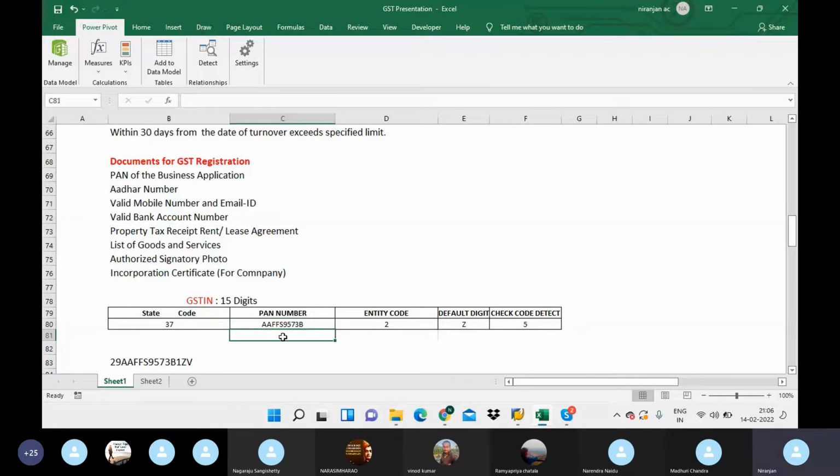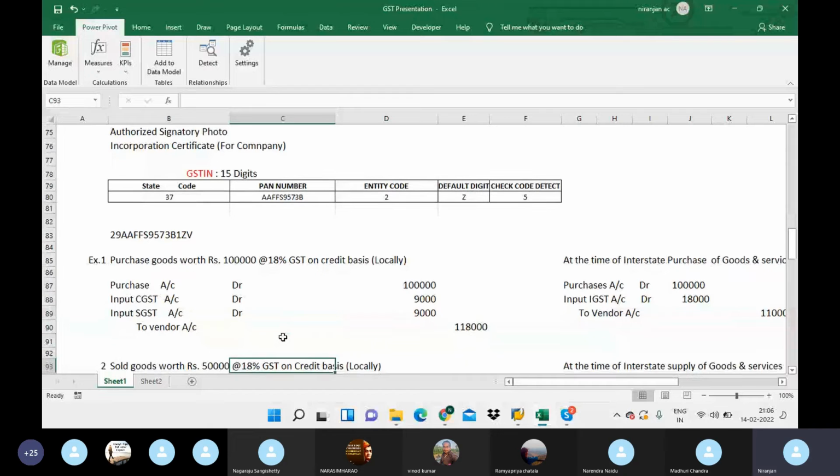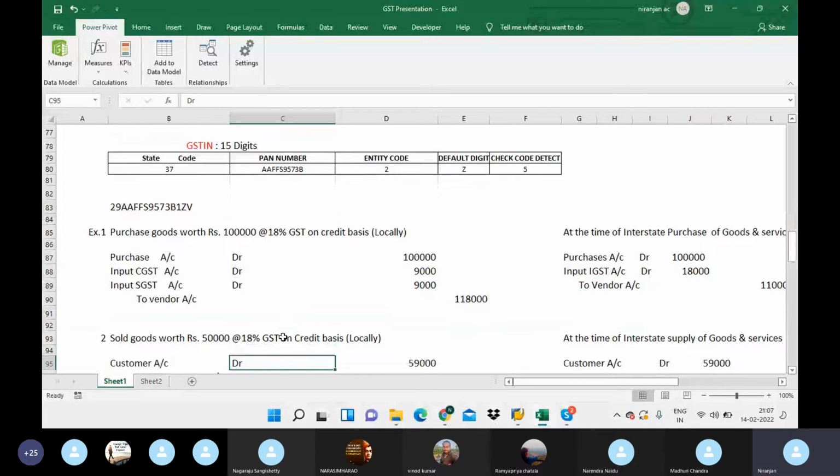Coming to GST entries. Purchased goods worth rupees 1 lakh plus GST on credit basis, within local. The entry will be: purchase account debit 1 lakh, input CGST account debit 9,000, input SGST account debit 9,000, to vendor account 1,18,000. This is all local. If you are purchasing goods and services within the local state, this entry will be applicable.